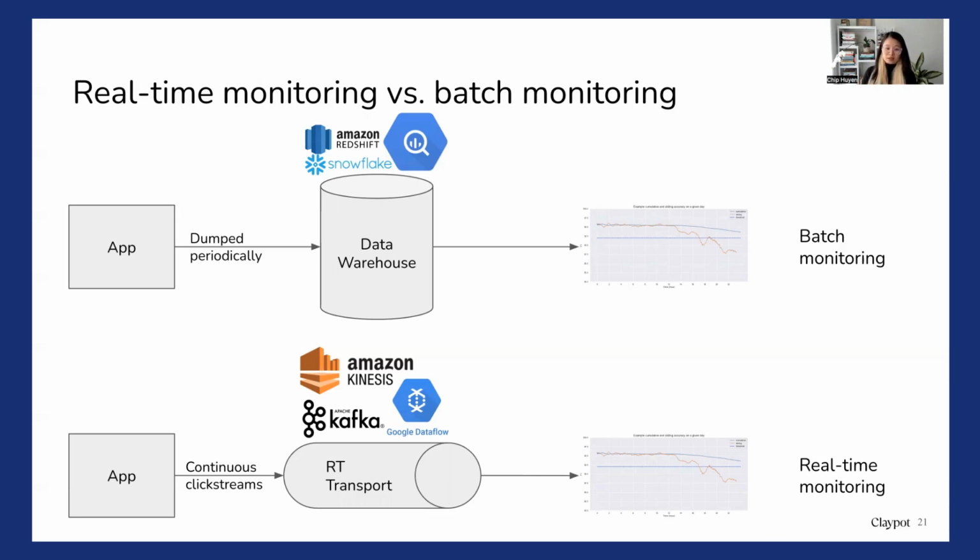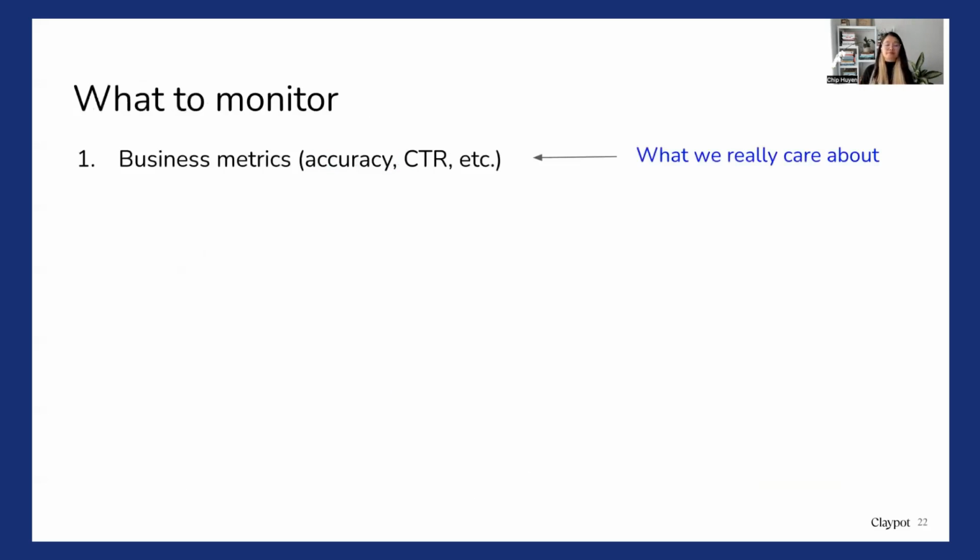Real-time monitoring, in contrast, continually computes metrics from the data stream. You might use something like Kafka or Kinesis to transport the continuous click stream from the applications, and then use a stream processing engine to continually compute accuracy or predictions, so that as soon as a model is deployed and there's traffic coming in, it will be able to show how the model is performing.